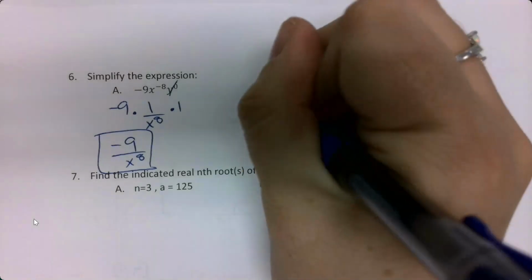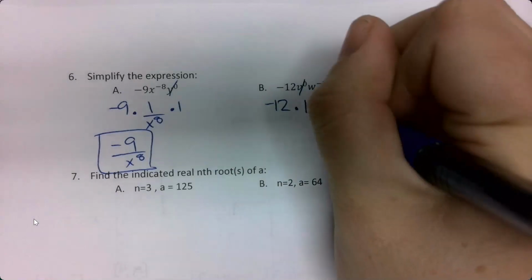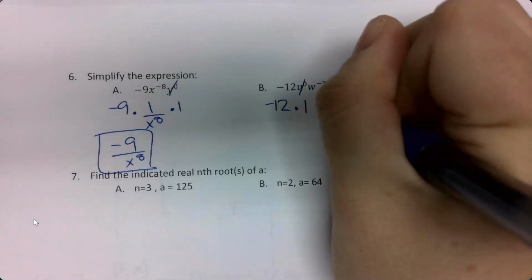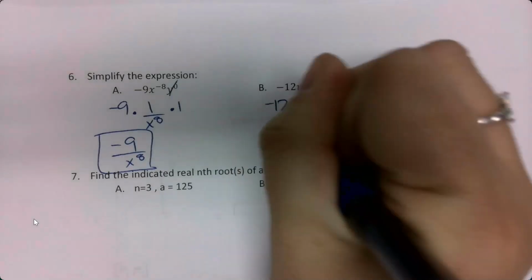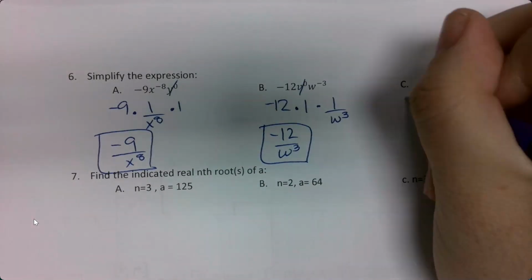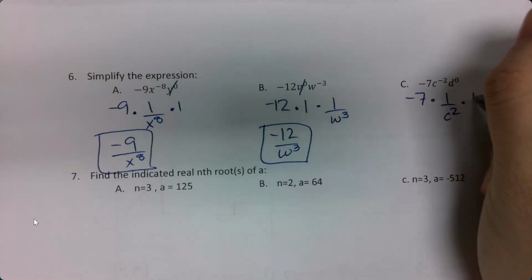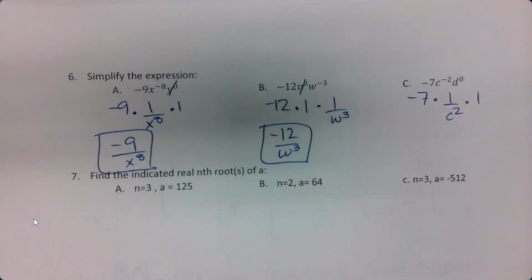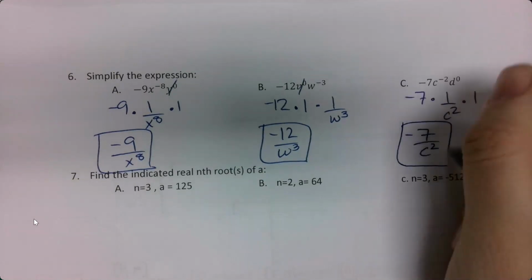Same thing for b. I have my negative 12. V to the 0 turns to 1. And then w to the negative 3 turns into 1 over w cubed. I multiply across. This is negative 12 over w cubed. Then I have negative 7 times 1 over c squared. And then the d turns into 1 because of the 0 exponent. I have negative 7 over c squared when I multiply across.